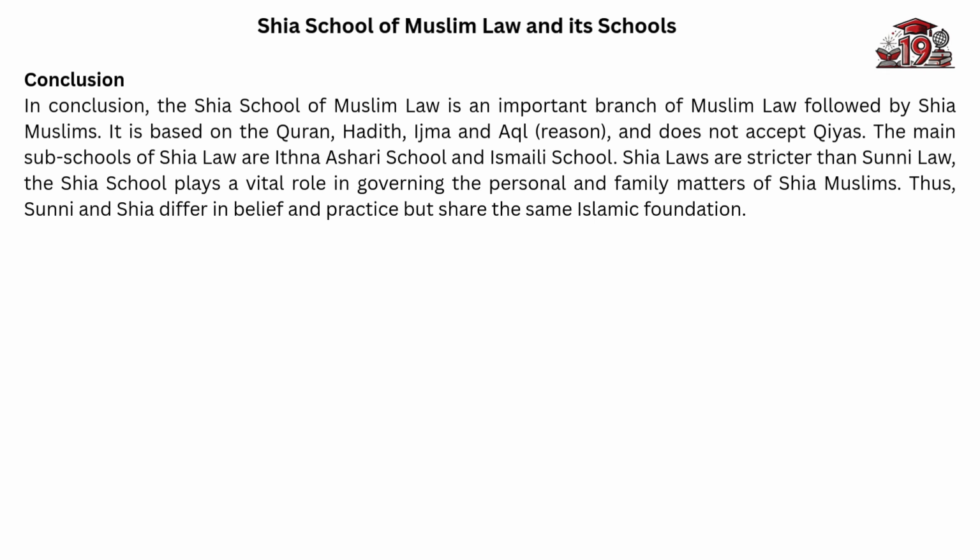Conclusion. In conclusion, the Shia school of Muslim law is an important branch of Muslim law followed by Shia Muslims. It is based on the Quran, Hadith, Ijma, and Aql, reason, and does not accept qiyas. The main subschools of Shia law are Ithna Ash'ari school and Ismaili school. Shia law is stricter than Sunni law. The Shia school plays a vital role in governing the personal and family matters of Shia Muslims. Thus, Sunni and Shia differ in belief and practice but share the same Islamic foundation.